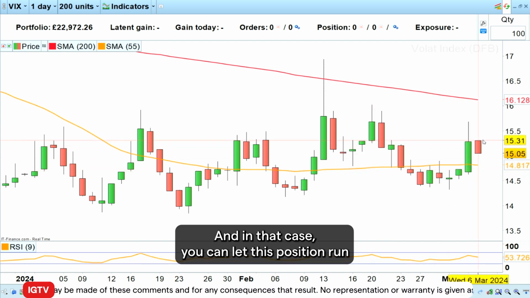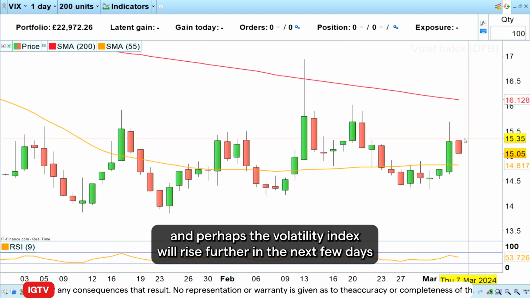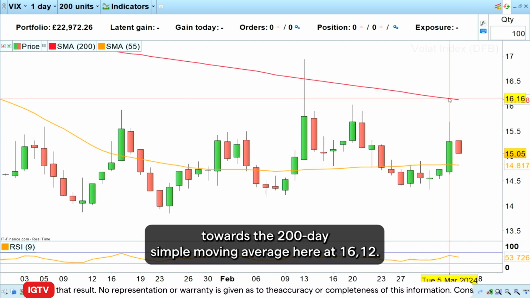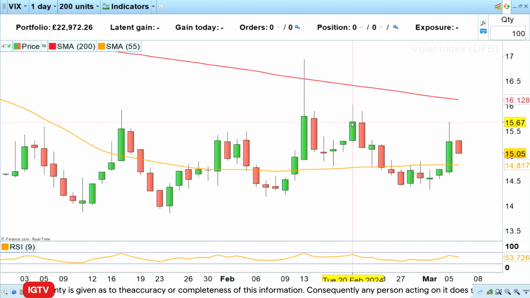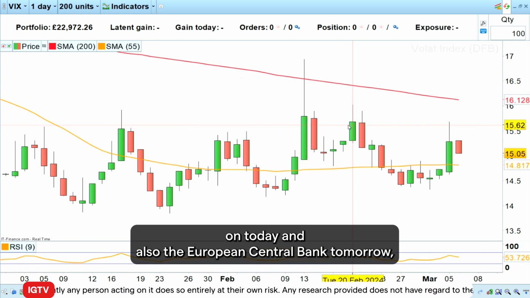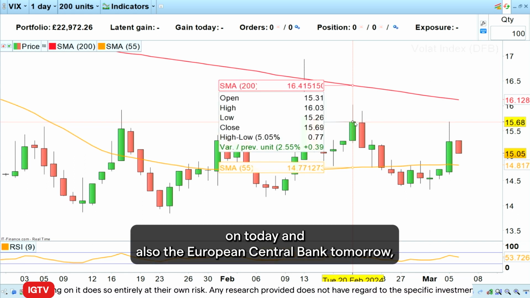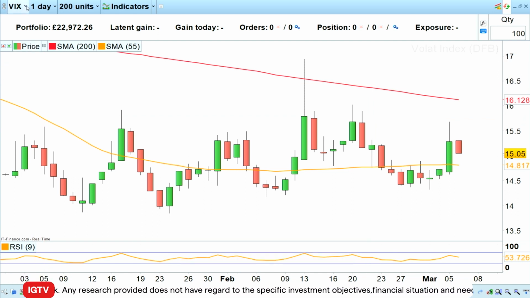And in that case you can let this position run, and perhaps the volatility index will rise further in the next few days towards the 200-day simple moving average here at 1612. That is a distinct possibility, as we've got Fed Chair Jerome Powell's speech later on today, and also the European Central Bank tomorrow, which may create some volatility in the financial markets.